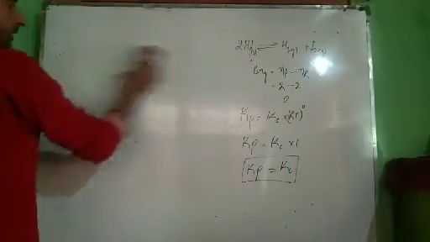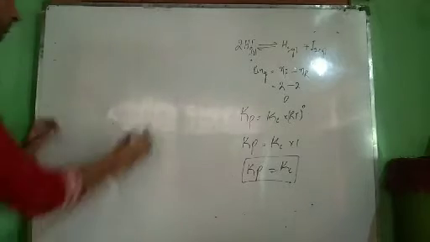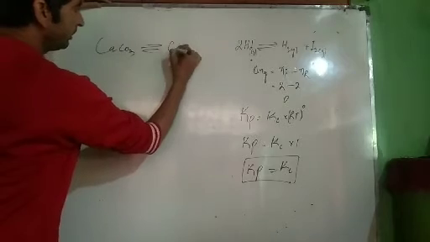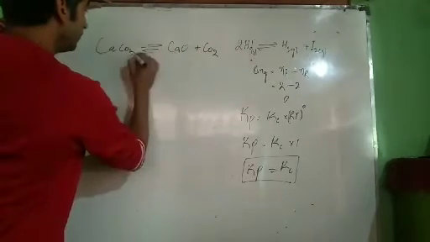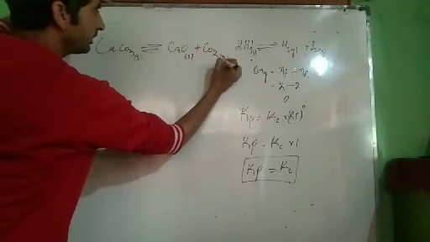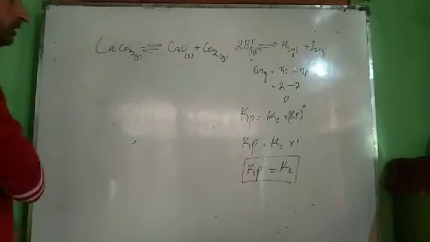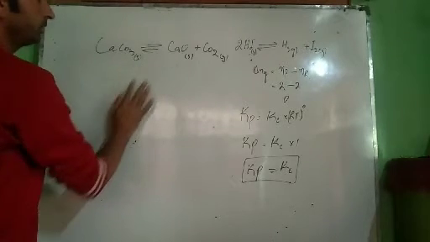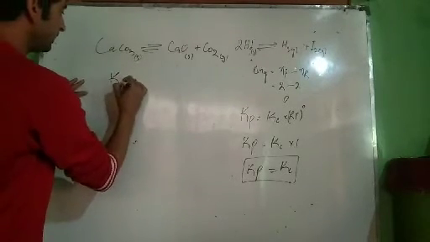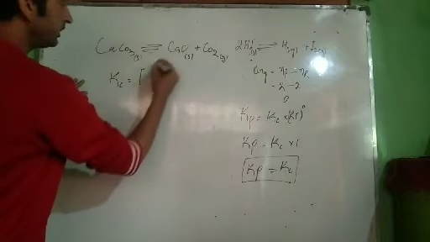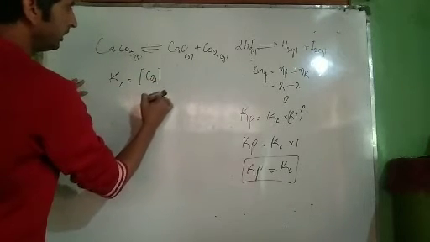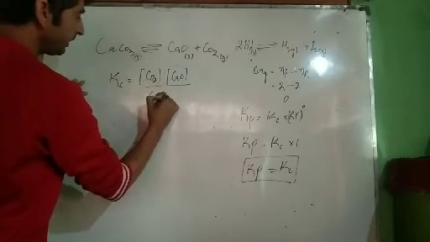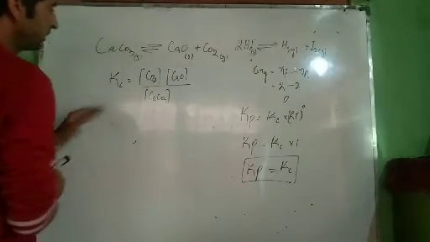Now let us take one more reaction. For this reaction, calcium carbonate decomposes to give calcium oxide plus carbon dioxide. Now this is solid, and this is gas. What I have already said in the previous lecture is that the active mass of pure solid and pure liquid is taken to be unity. Therefore, if I write Kc for this reaction, Kc will be the concentration of product, that is carbon dioxide, into the concentration of calcium oxide divided by the concentration of calcium carbonate. This is Kc for this reaction.